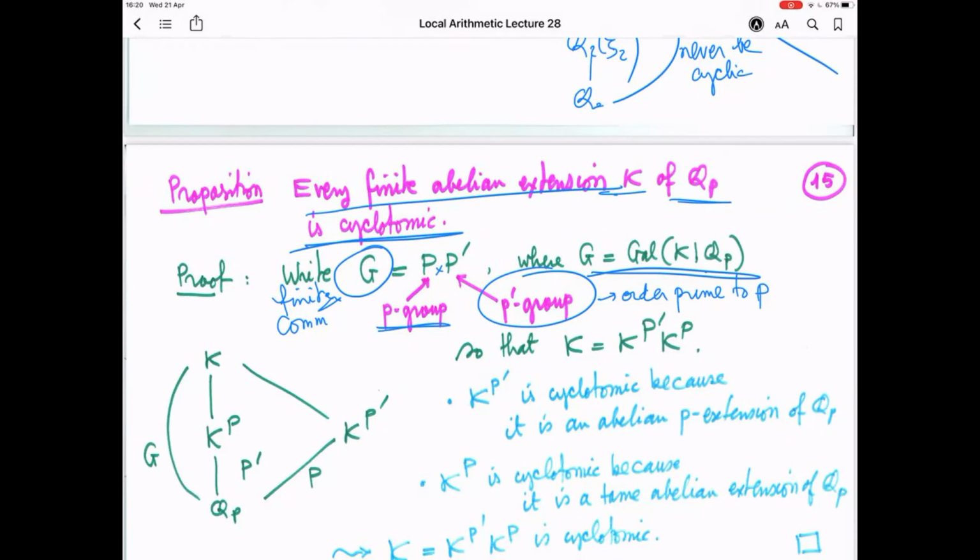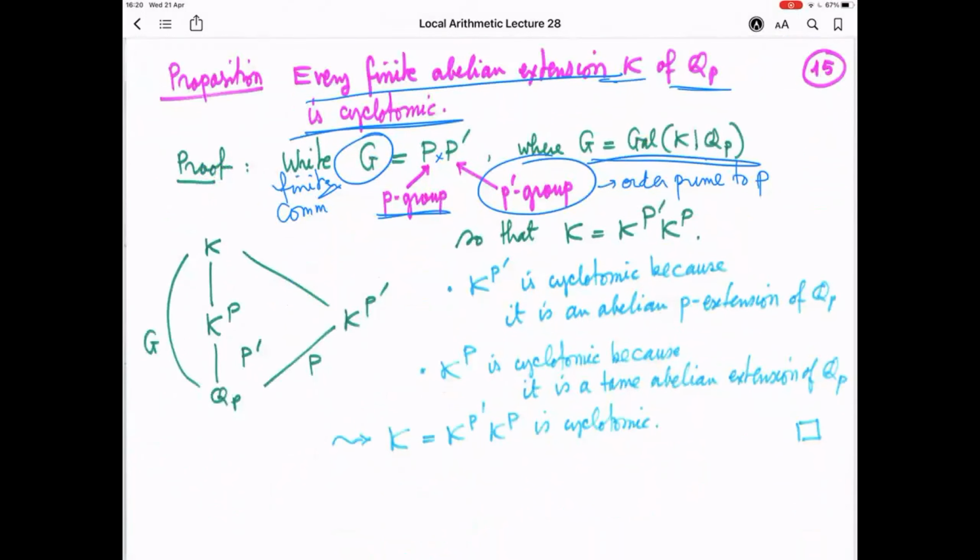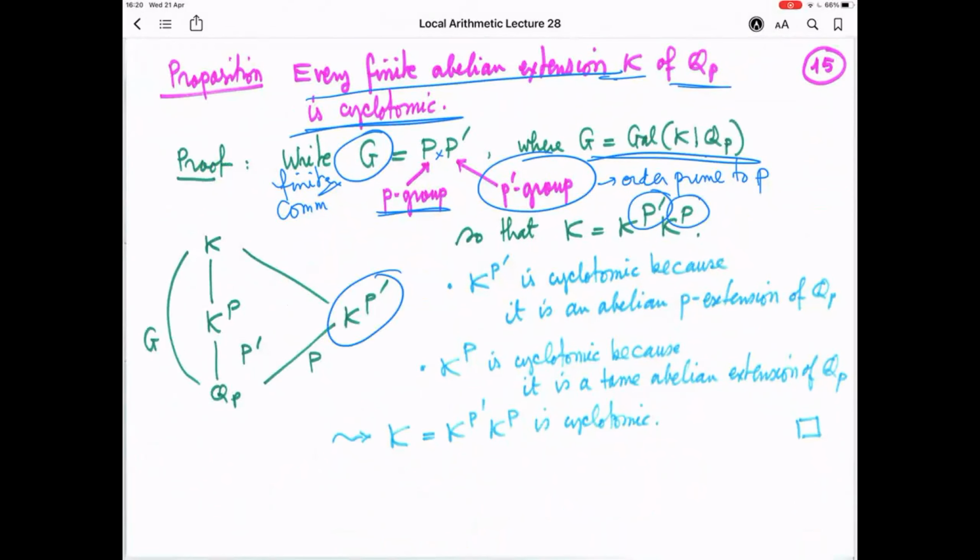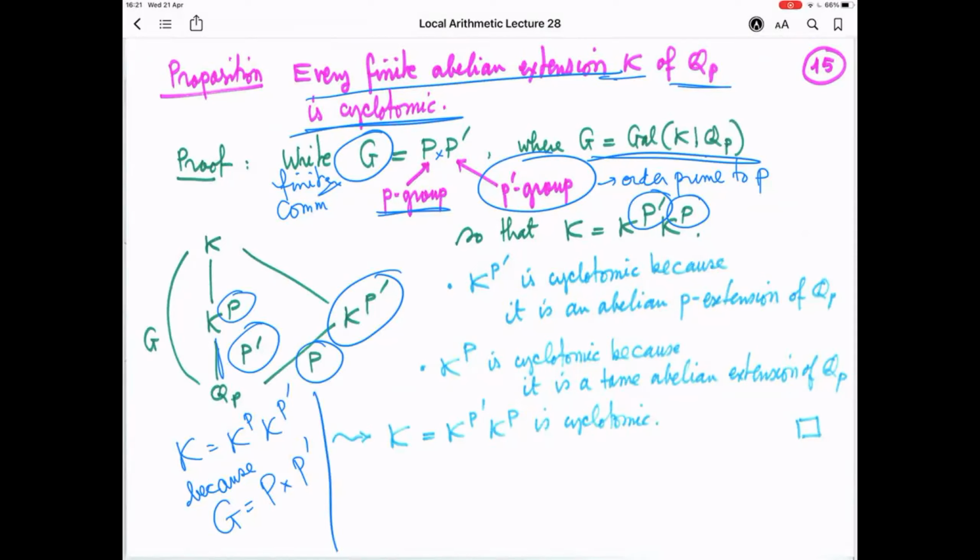Okay. Then what is the picture I get? I can take the invariance under P prime and the invariance under P. The invariance under P prime are going to be an extension whose Galois group is this capital P. And the invariance under P is going to be a Galois extension of QP whose Galois group is P prime. K is going to be the compositum of these two things, because G is equal to P cross P prime. So it's enough to prove that this and this are cyclotomic.